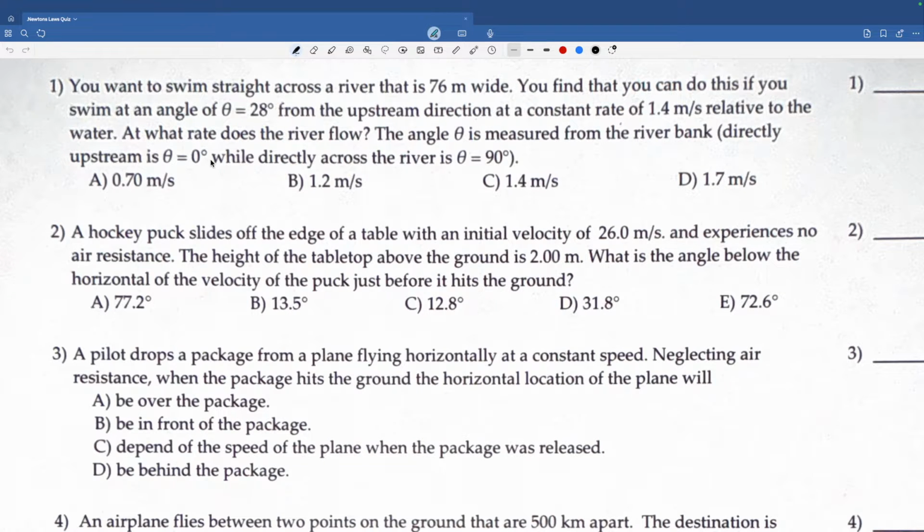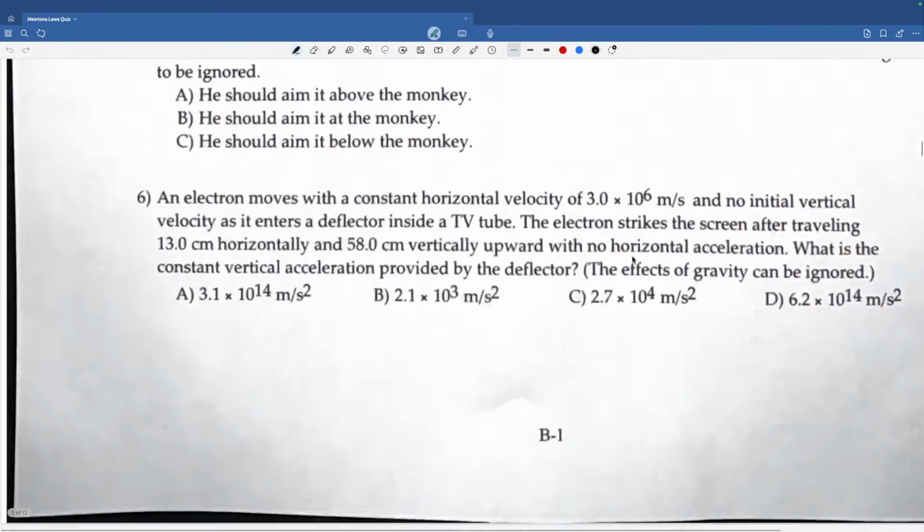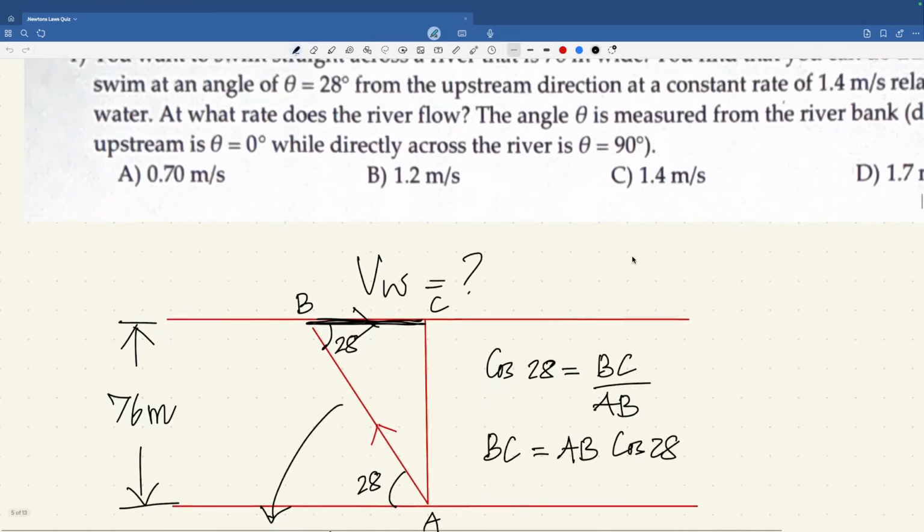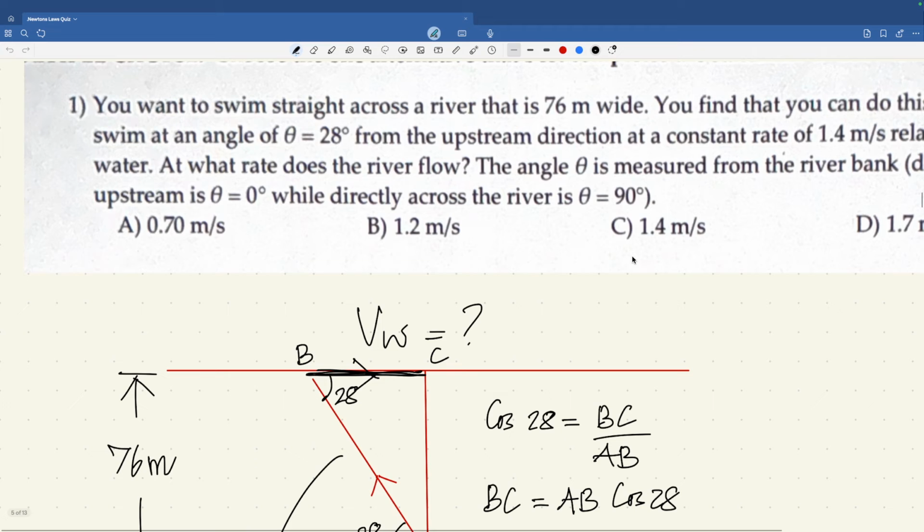The angle theta is measured from the river bank. That means directly upstream is 0 degrees, while directly across the river is 90 degrees. So you can see that the angle is taken in a particular way here. So let me go to that diagram. This is question number 1.